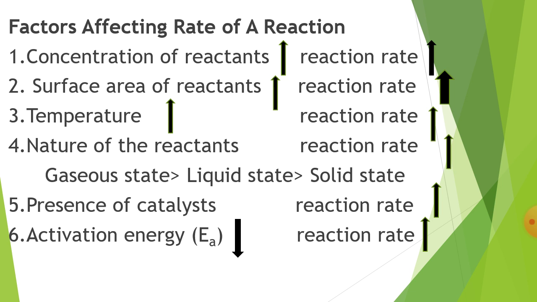Here you can take one example. If someone asks you whether a large piece of coal or powder coal burns faster, your answer is powder coal, because it has more surface area. Third factor, temperature. As the temperature increases, the rate of reaction also increases. That I also told you about. The rate of reaction and rate constant also depend upon the temperature.